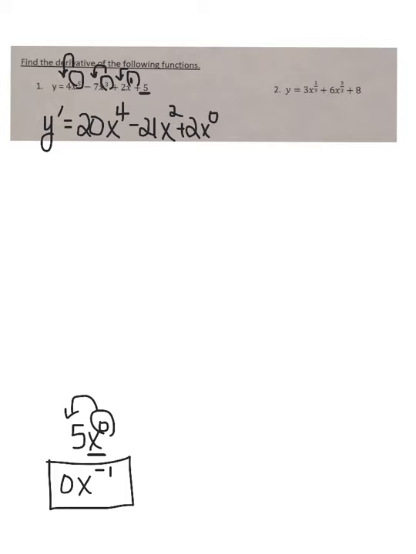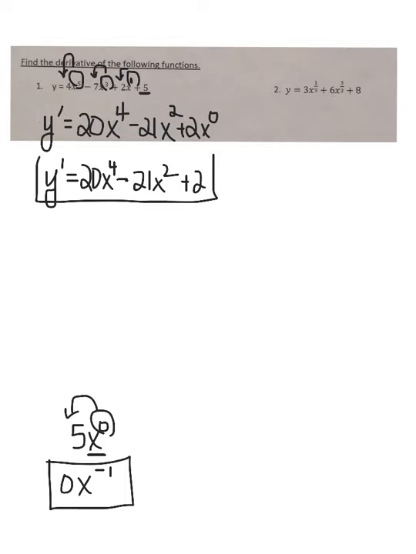Okay, so now going back up to what I have written then, I'm going to just simplify this a little bit. Y prime equals 20x to the 4th minus 21, it's a minus sign, x squared. Now, again, just like what I said down here, anything to the 0 power is a 1. This is really a 1. So, really, this whole term here is really just 2. Okay? And so then lastly, I would just write plus 2, and there is my derivative.